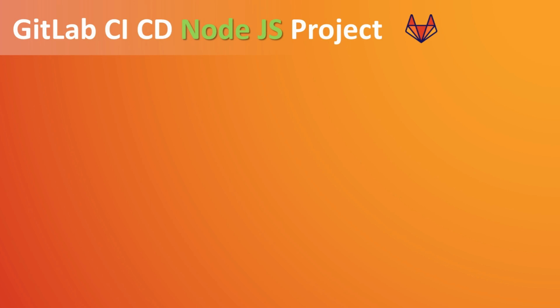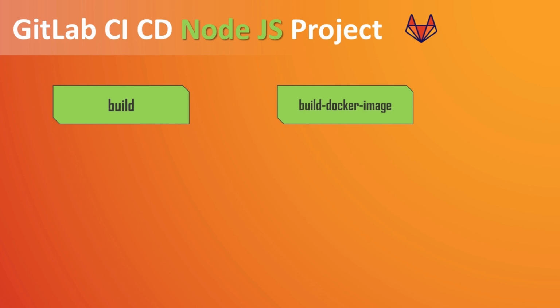So guys, as in our previous video, where we created the Maven project, here again we will work with the shared runner, not the specific one. In this session we are going to create two stages, one is build, and another one is build Docker image. And then we run two jobs under these stages, one is build Node.js app, and the second one will be build Docker image.